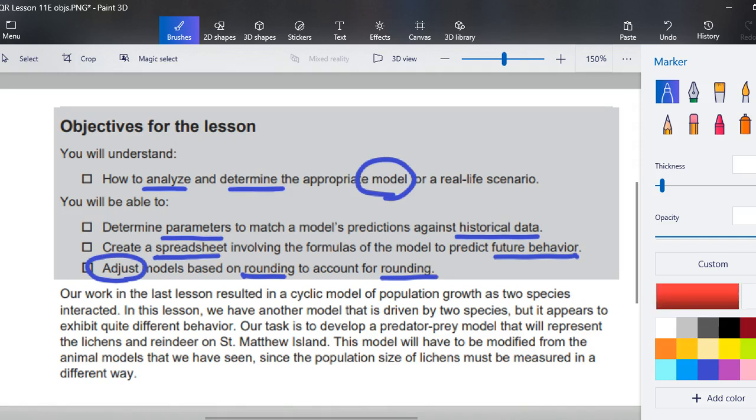Our work in the last lesson resulted in a cyclic model of population growth as two species interacted. In this lesson, we have another model that is driven by two species, but it appears to exhibit quite different behavior. Our task is to develop a predator-prey model that will represent the lichens and reindeer on St. Matthew Island. This model will have to be modified from the animal models that we have seen, since the population size of lichens must be measured in a different way.